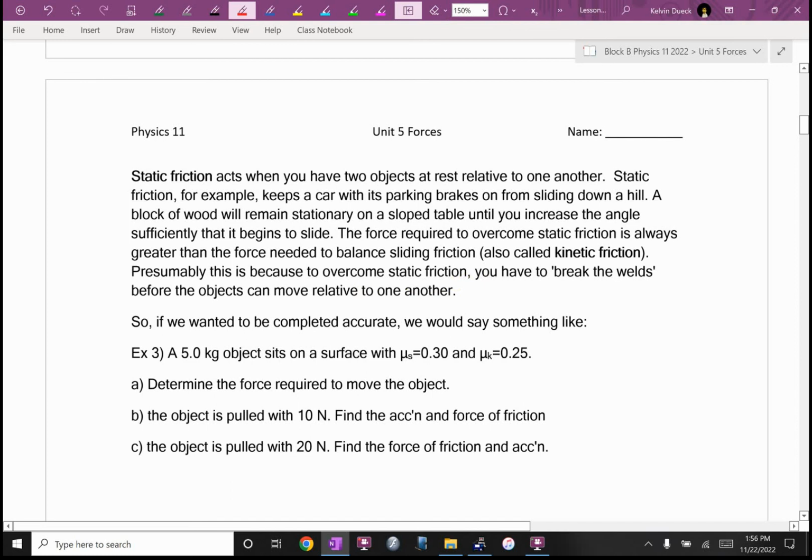We think maybe it's because to overcome static friction, you have to break the welds of those objects that have settled into those microscopic hills and valleys. That's not a great analogy. How many of you have been driving on a really bumpy gravel road? A really bumpy one. Okay. Presley, have you noticed if you go really slow, your tires go into every single pothole, all the way to the bottom, and then all the way out.